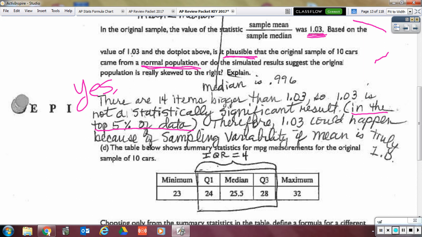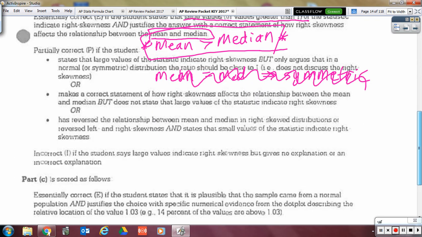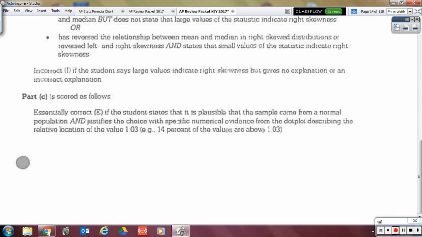So that is a full response. By the way, to get full credit, they said this: Part C is essentially correct if the student states that it is plausible. That's what I boo-booed on and didn't do. That the sample came from a normal population and justifies the choice with specific numerical evidence such as a p-value, such as 14% of the values are above 1.03.